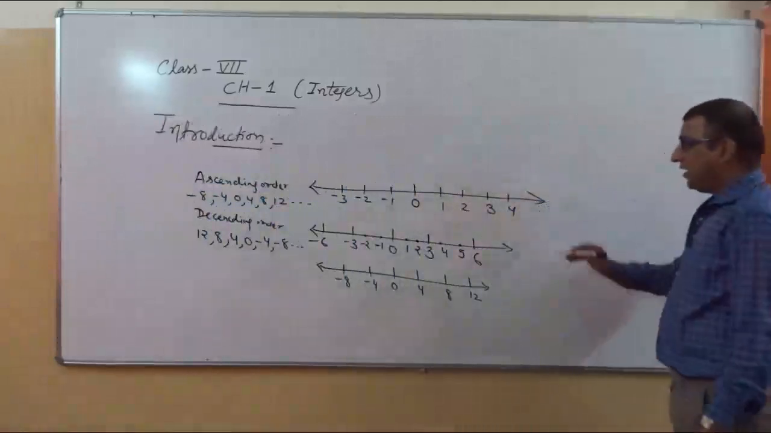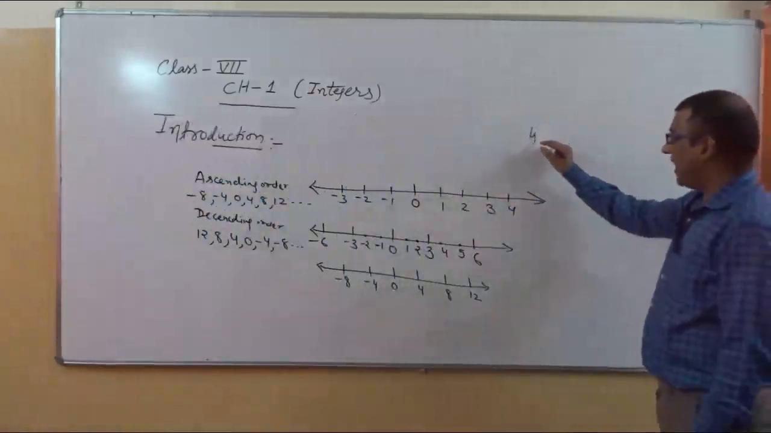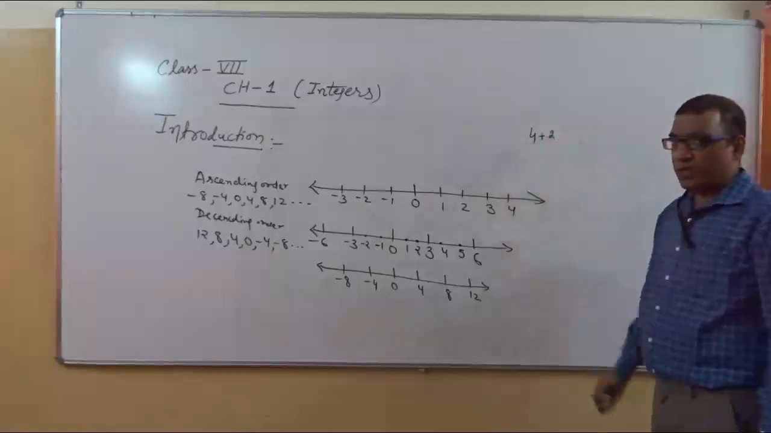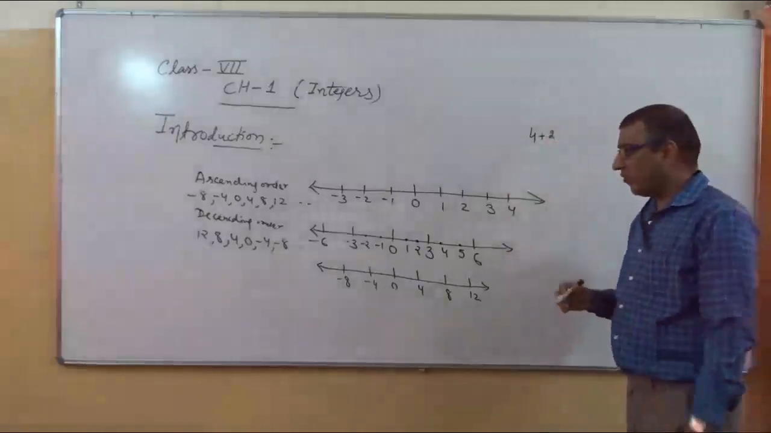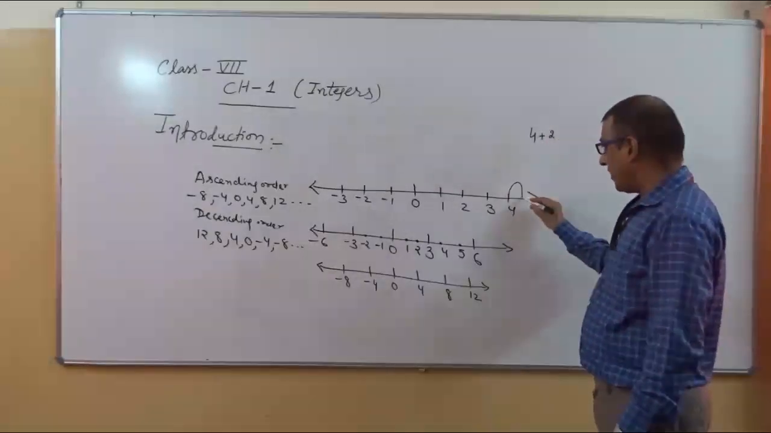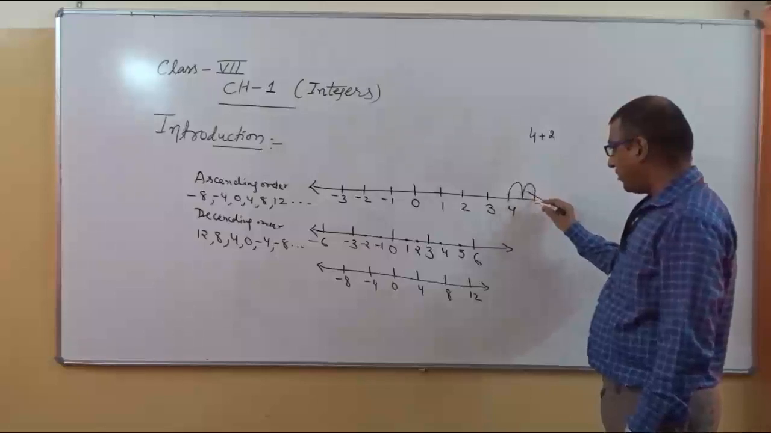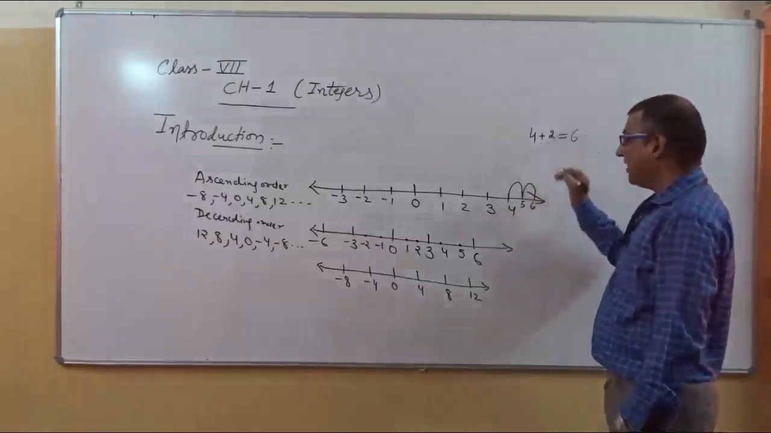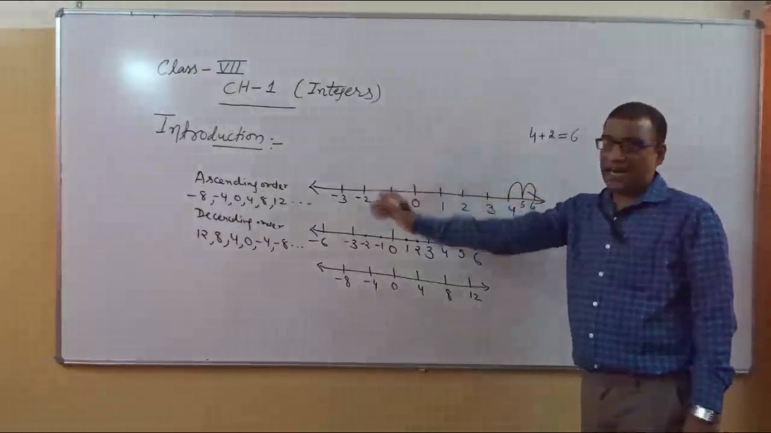For example, if someone says to you that you have to add 4 plus 2, then what will you do? As per the previous class, you know very well, you will come here and then you will go on the right hand side 1 step and 2 steps. This is your 5th, this is your 6th. It means we will get 6. Same for the negative side also.